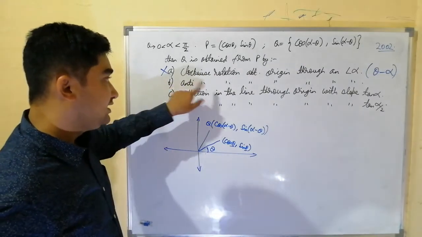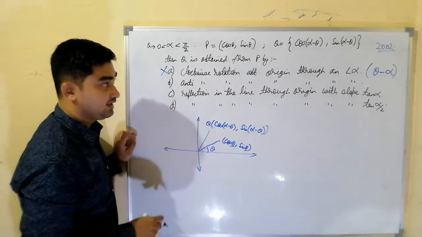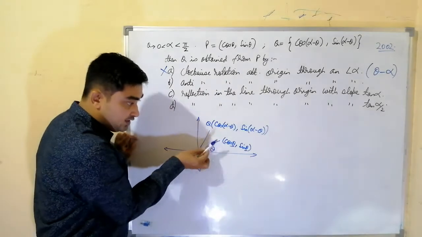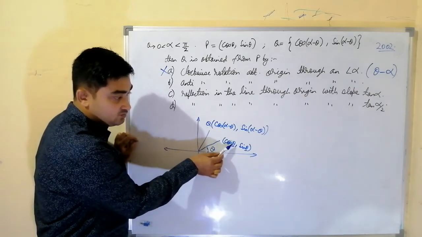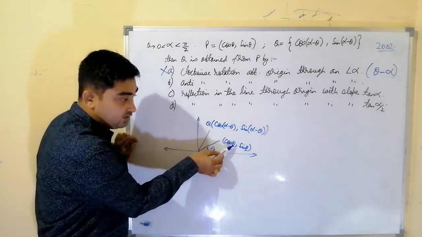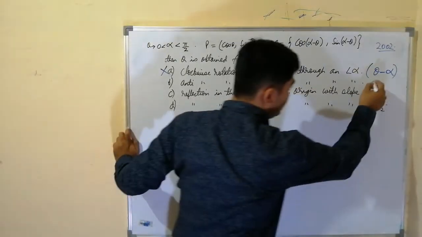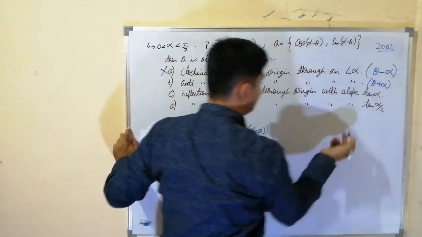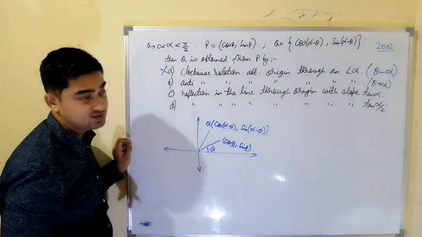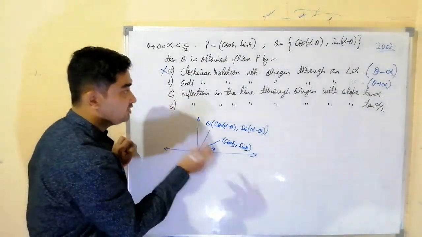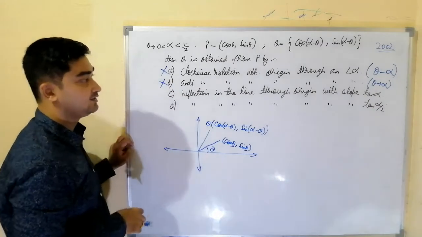Then second is anti-clockwise rotation about origin through an angle alpha. So we are here. If we are moving anti-clockwise in this direction, then what will happen? Alpha will be added to theta. So here the argument will become theta plus alpha, which is also not required. We require alpha minus theta, not theta plus alpha or alpha plus theta. We want alpha minus theta, so it is also not correct.